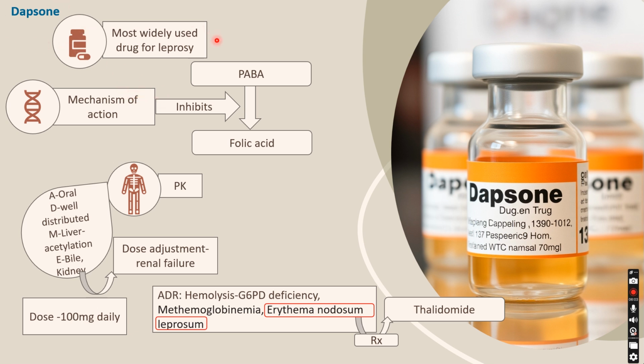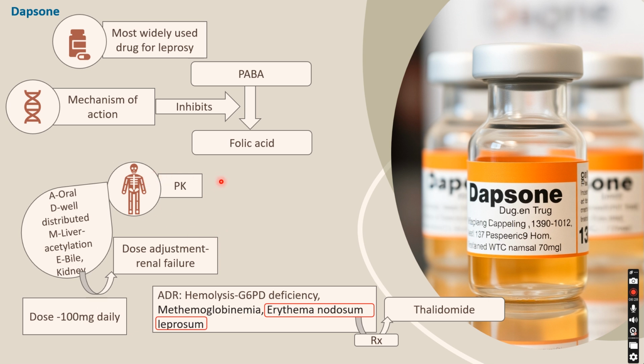Okay, dapsone, which is the most widely used drug for leprosy, acts by inhibiting para-aminobenzoic acid, which is required for the synthesis of folic acid. Whenever there is PABA, it will be converted into folic acid. As dapsone blocks this PABA, there won't be any folic acid production, so there won't be an energy source for this bacteria, and the growth of the bacteria will be stopped.